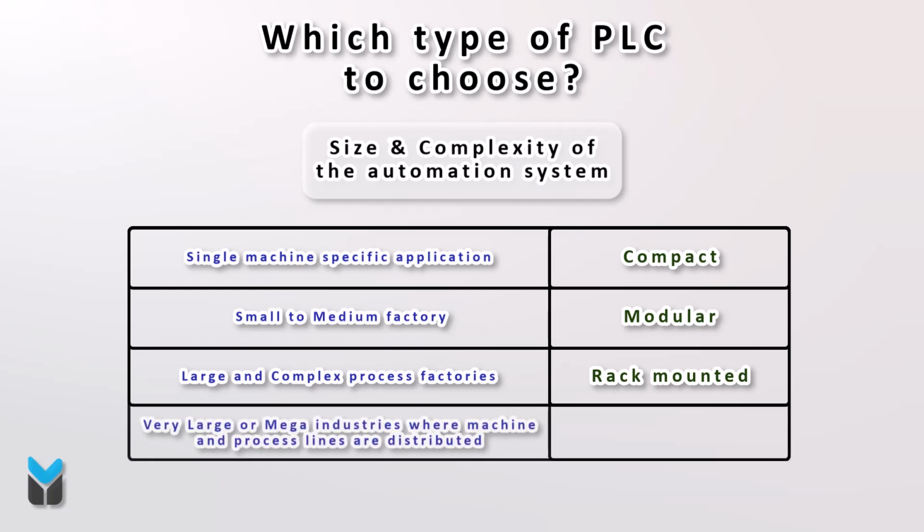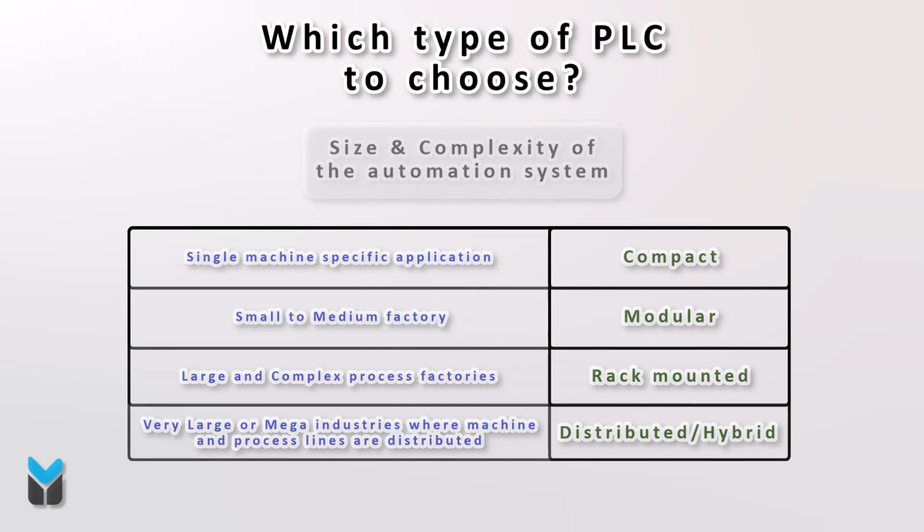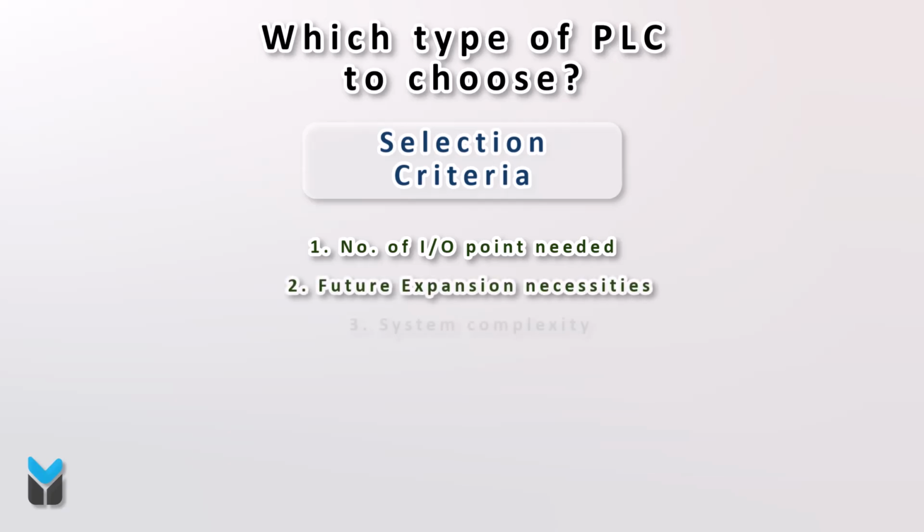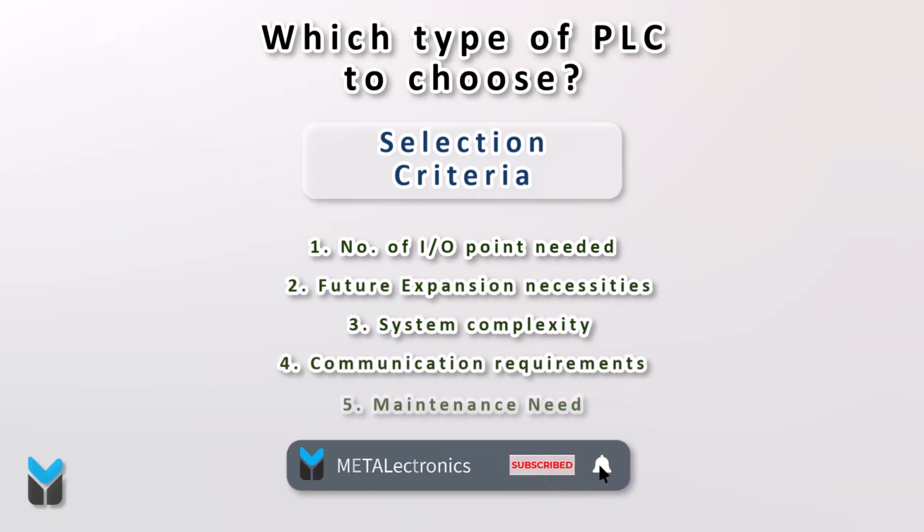And when machines or processes are distributed across different locations, in the case of very large and mega industries, a distributed or hybrid PLC system can be the better choice. So, before selecting a PLC, consider the number of I/O points, future expansion, system complexity, communication requirements, and maintenance needs.